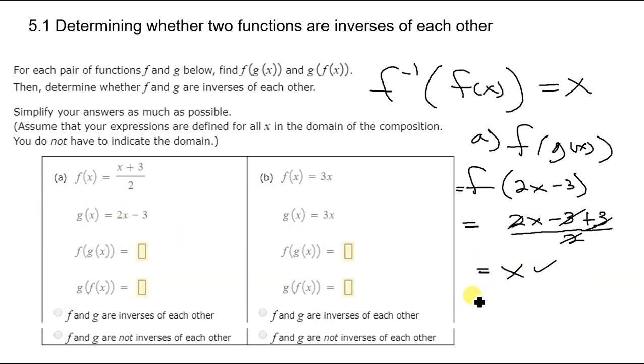Now let's try the other direction. Let's do g of f of x. That is g of x plus 3 over 2.